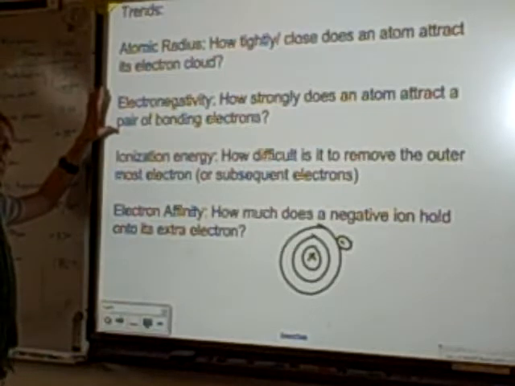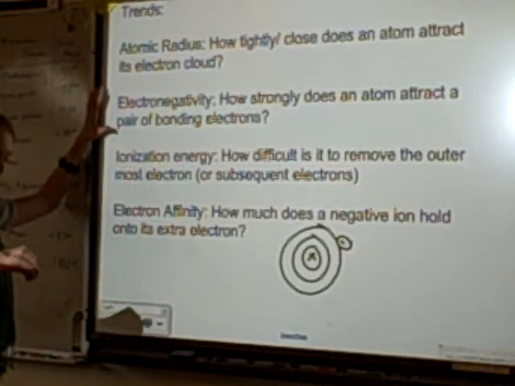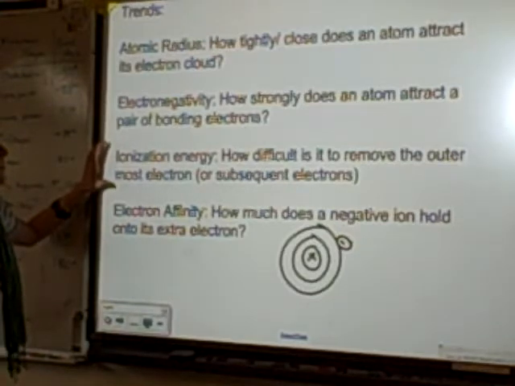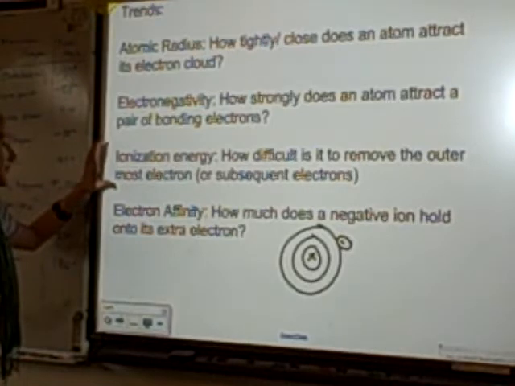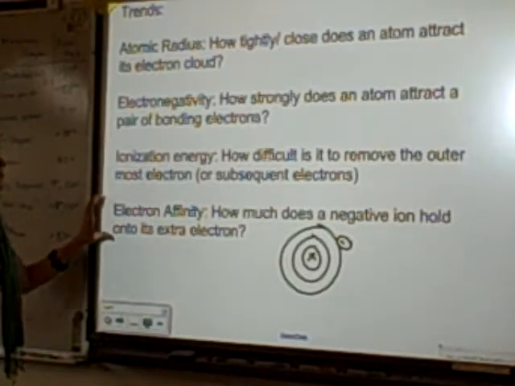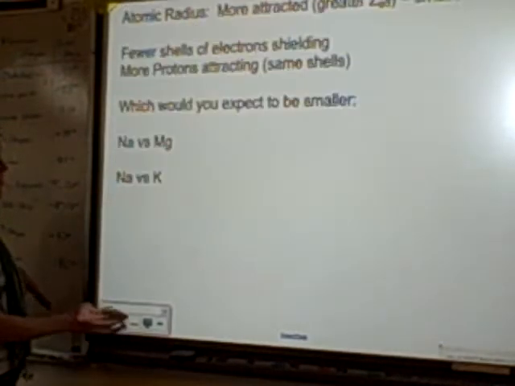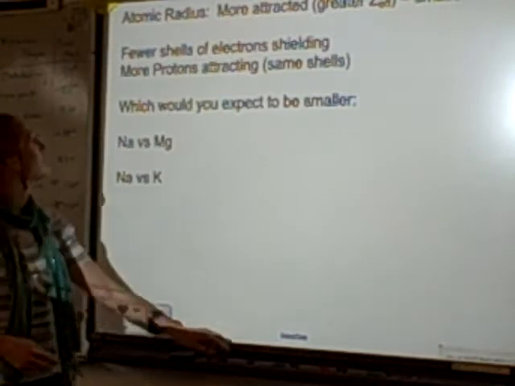Electronegativity, if you have a bond, how tightly will those electrons be attracted to one atom in that bond? Ionization energy is looking at basically how difficult is it to remove an electron from an atom. And electron affinity is looking at how much an atom desires an extra electron. And we'll talk about each of those if you didn't get that, because I didn't expect you to.